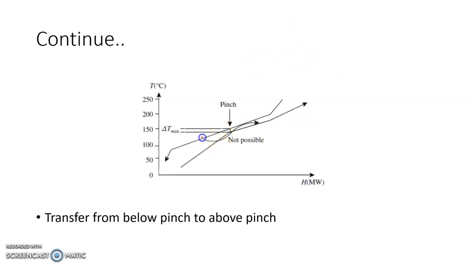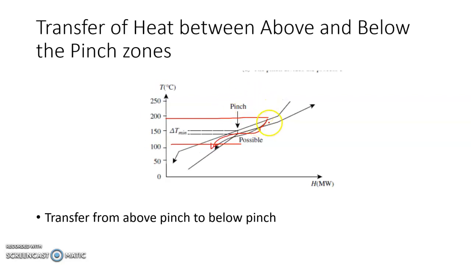So if I try to do this, that is below pinch to above pinch, what happens? This is your hot stream and this is your cold stream. Below pinch the temperature is this, above pinch the temperature of the cold stream is this. Now the temperature of the hot stream is below the temperature of the cold stream above pinch, and hence thermodynamically I cannot transfer across the pinch. So there are two ways possible of transferring heat across the pinch. Above pinch to below pinch is feasible because the temperature difference is high. So this is the hot stream, this is the cold stream, so I can do that thermodynamically, but it's not practically viable because it is increasing the amount of utility.